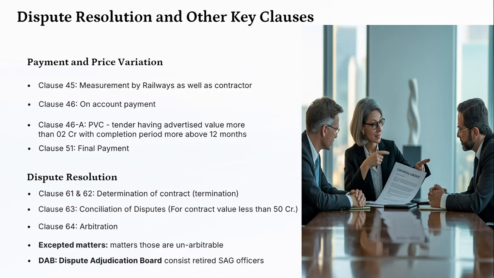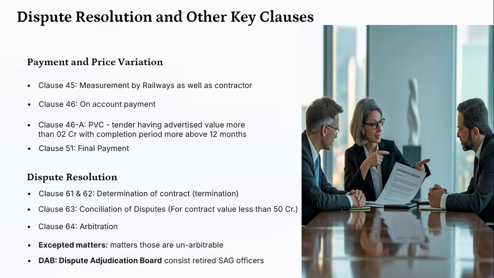Dispute resolution and other key clauses, payment and price variation. Clause 45, measurement by railway as well as contractor. Clause 46, on account payment. Clause 46A, PVC, tender having advised value more than 0.2 crore with completion period more than 12 months. Clause 51, final payment. Dispute resolution, clause 61 and 62, determination of contract termination.